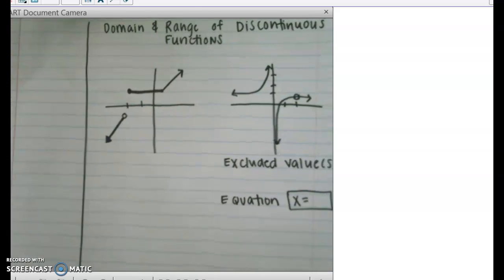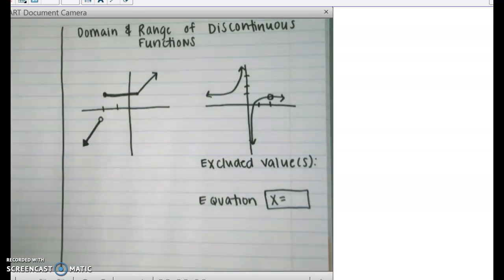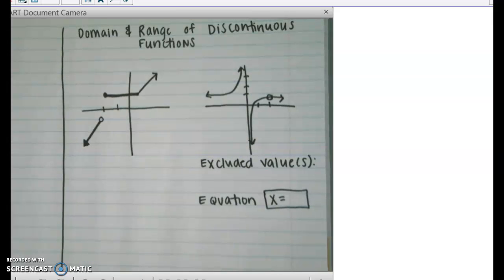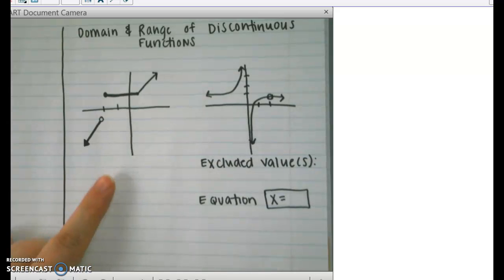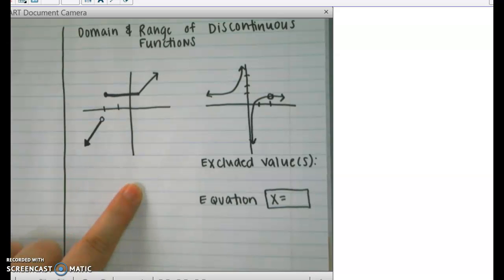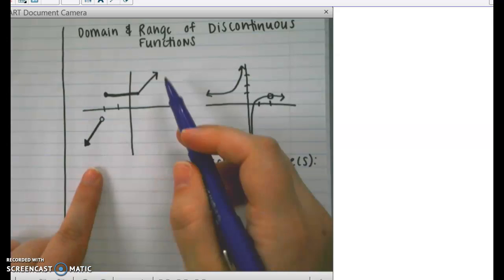Guys, so this video is going to go over finding the domain and range of functions that are not always continuous, which in our case would be piecewise functions and rational functions. So with a piecewise function, you can tell from the graph and you can also tell from the inequality portions what your domain is going to be.